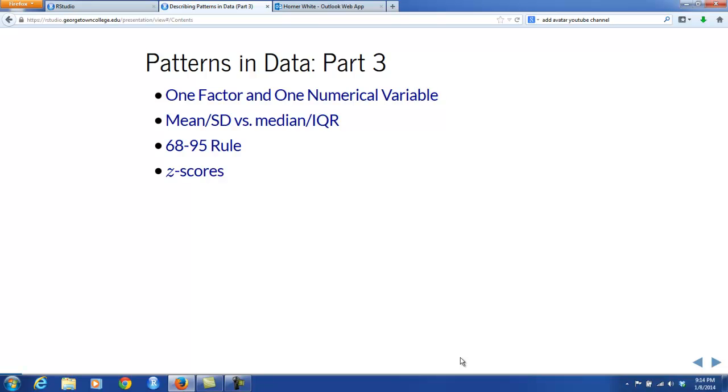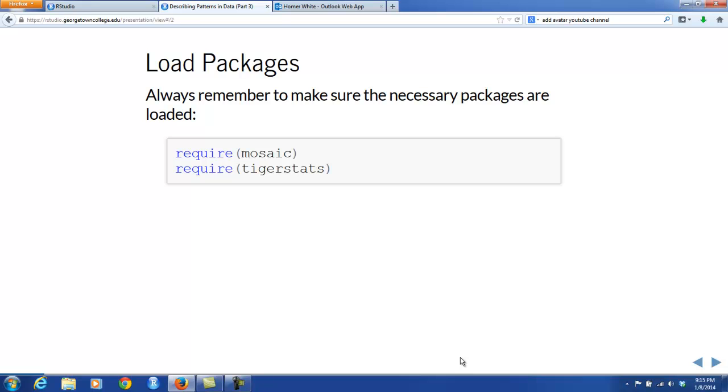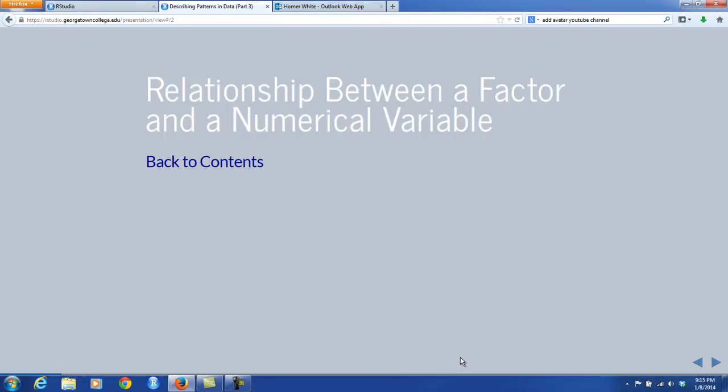We'll also look, for those occasions when mean and standard deviation are good to use, at the 68-95 rule, which is a great rough summary of what's going on in a distribution that's roughly bell-shaped. And in connection with that, we'll also discuss the topic of Z-scores. Before you begin your work, always check to make sure that Mosaic and TigerStats, your two major packages, are loaded.